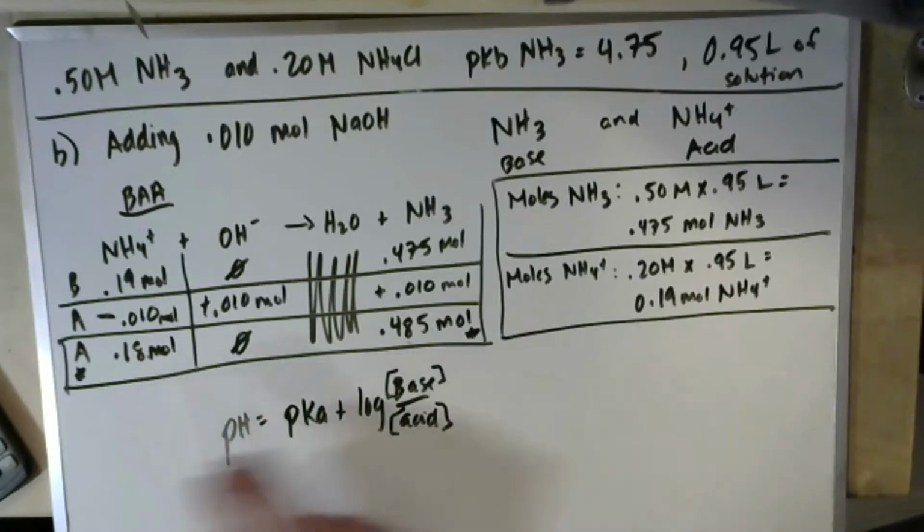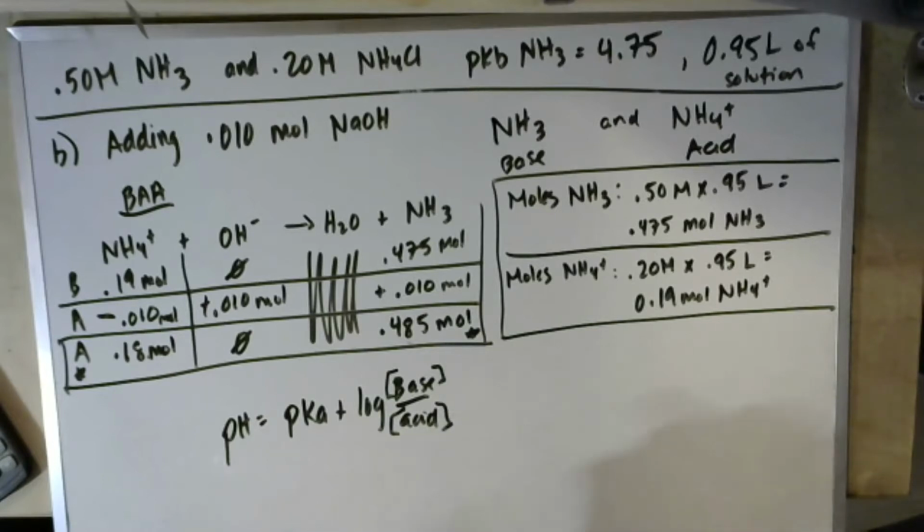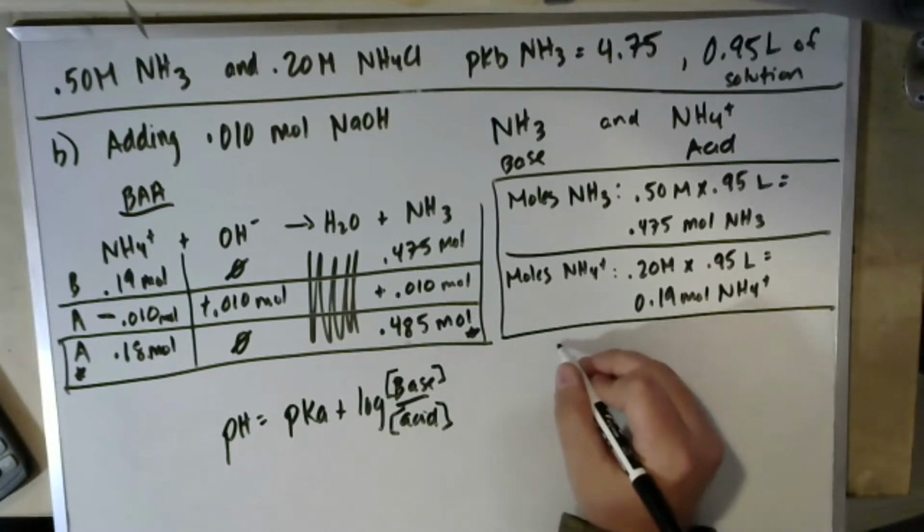But we're about to find the concentration values here. I'm about to divide both of these mole values by the same denominator, meaning when I do this division, that denominator would cancel out anyway. So it's kind of an unnecessary step. I'm going to do it anyway because I like to.